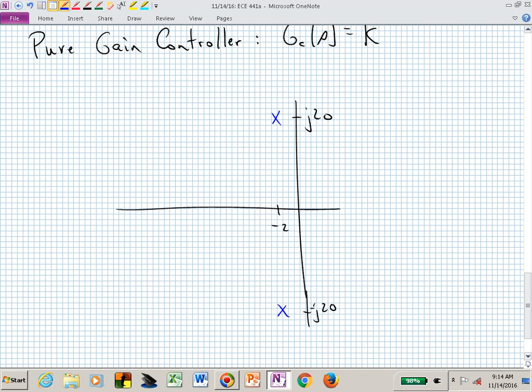How many pieces of bread do we have? How many times have I sliced that loaf of infinitely long bread? Now I'm getting hungry. I haven't cut it at all, have I? I don't have any poles and zeros on the real axis. So I just have one big piece of bread. Is that on the root locus?